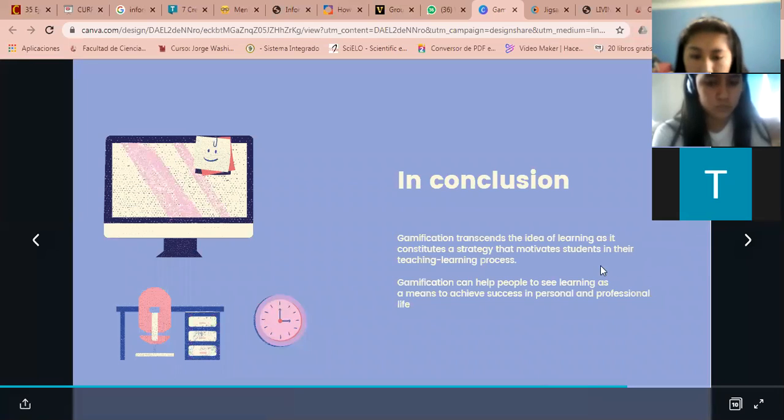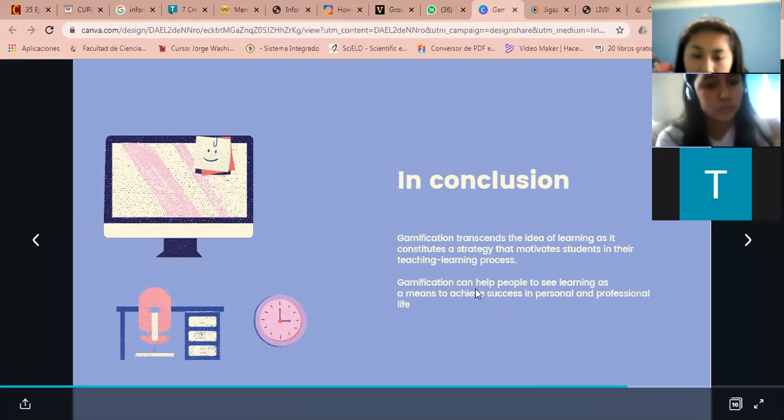In conclusion, gamification transcends the idea of learning as it constitutes a strategy that motivates students in their teaching-learning process. So, gamification is an effective approach to make positive change in students' behavior and attitude towards learning, to improve their motivation and engagement. The results of the change have a bilateral nature. They can affect students' results and understanding of the educational content and create conditions for an effective learning process.